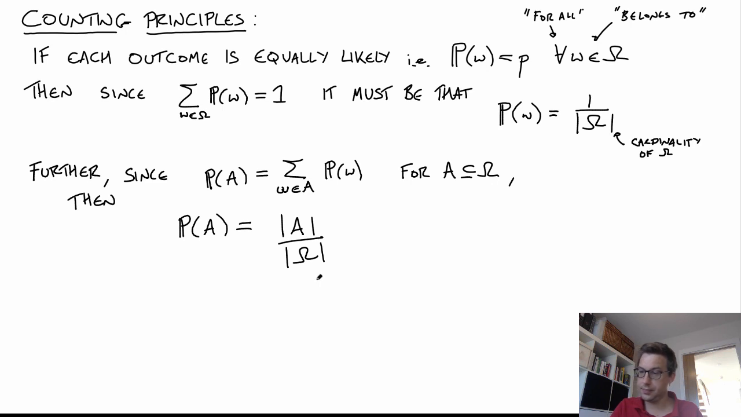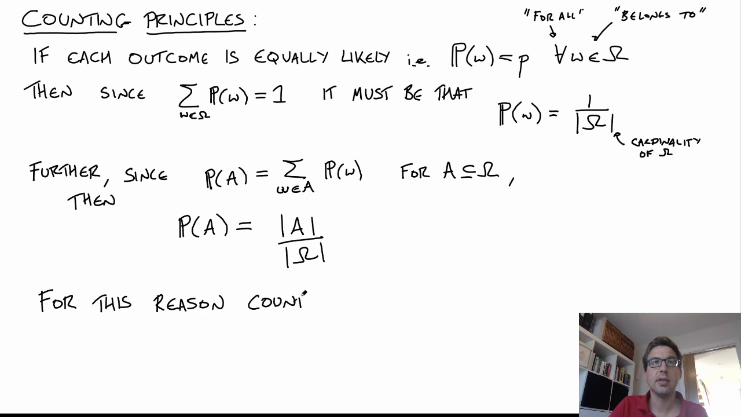Okay. So basically, for this reason, because of this rule up here, being able to count the number of elements in a set A or a set omega is important in probability.